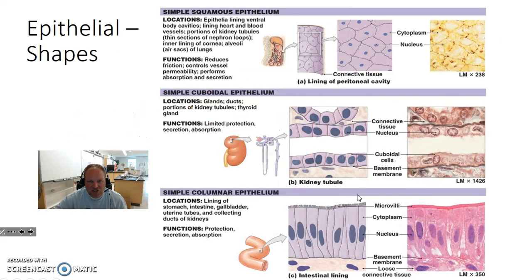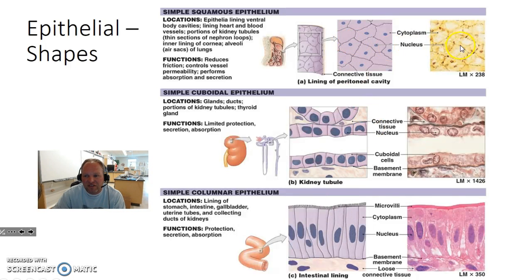They have 3 shapes. Okay, there are 3 shapes of epithelial, and I'm going to try to make this as simple as possible. The first shape is flat or squished. The second shape is kind of a cube or a box, and the third shape is a long pillar, or a rectangle. Now, unfortunately, we can't call them squish, box, and rectangle.